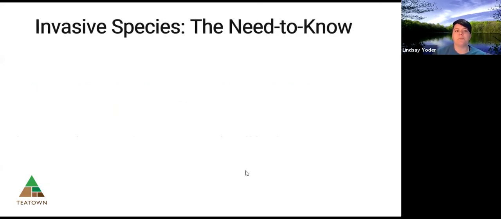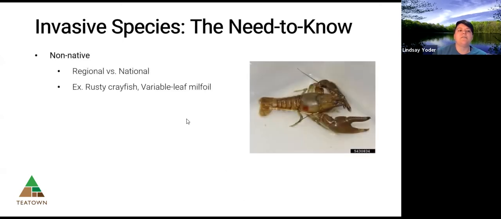Let's break down that definition a little bit more. Non-native doesn't necessarily mean that it's not native to the United States. It could just mean that it's not native to a region. A really good example of this is the rusty crayfish here. It's actually native to the Ohio River Basin, but it's invasive to the Hudson Valley. Variable leaf milfoil is a plant that is native to much of the eastern United States, even as close as southern New Jersey, but it's actually invasive in parts of our region.